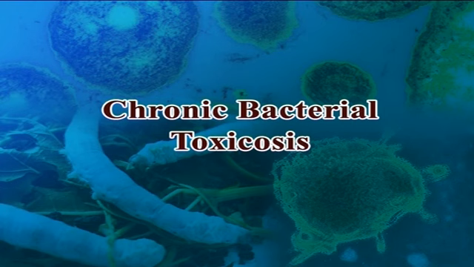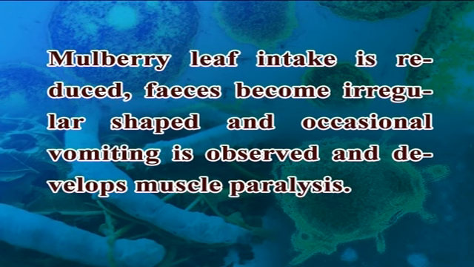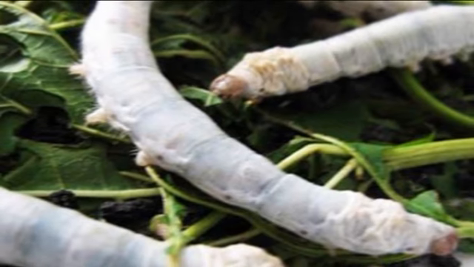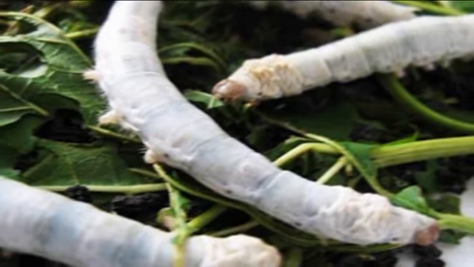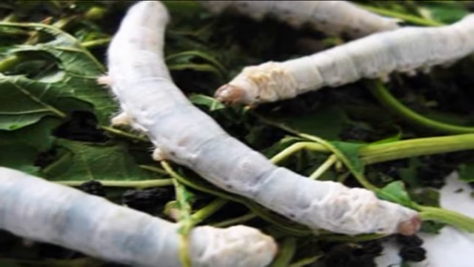2. Chronic bacterial toxicosis. This is caused by ingestion of a small quantity of BT crystal toxin. Mulberry leaf intake is reduced, feces become irregular shaped, and occasional vomiting is observed and develops muscle paralysis. The thorax and abdomen tip becomes transparent and the worms become motionless. After 10 to 12 hours of bacterial infection, sluggishness is observed, and loss of clasping power of the legs, flaccidity and death are observed. Now let us study the second aspect.